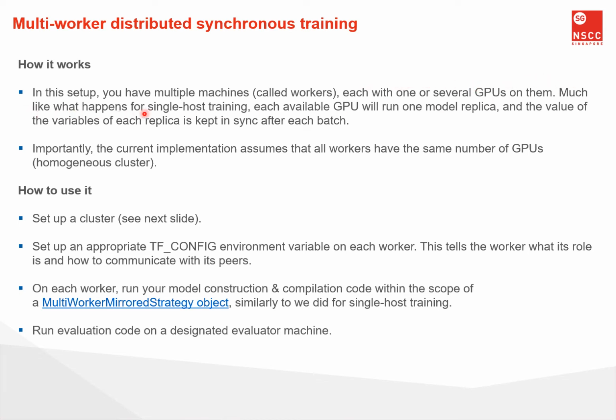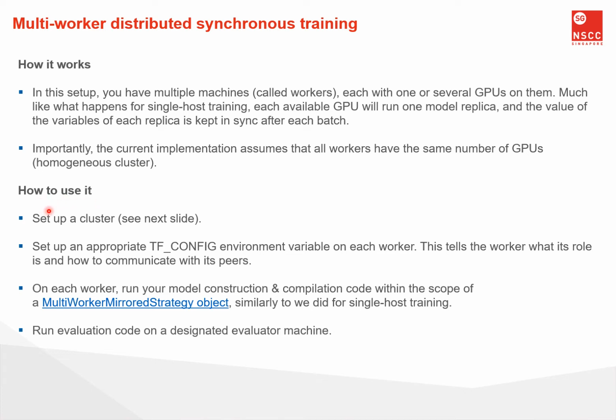Most of what happens is the same as what you did for the single host training. Each available GPU will run one model replica, and the values of the variables in each replica are kept in sync with each other after each batch of data. Importantly, the current implementation assumes that all workers have the same number of GPUs. That is a homogeneous cluster.